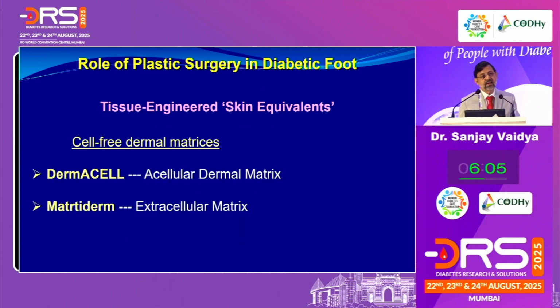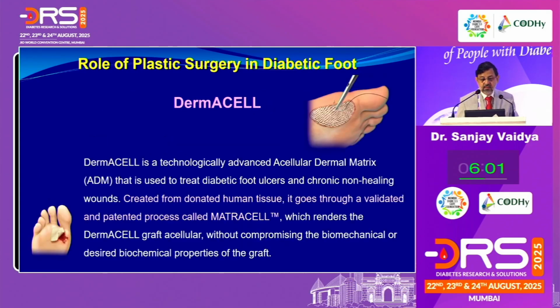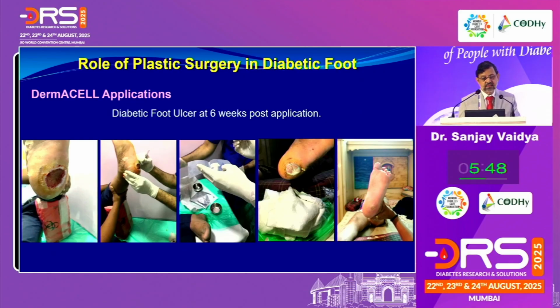Coming to cell-free dermal matrices, we have Dermacell and Matriderm, which are available in India. Dermacell is an acellular dermal matrix which undergoes a patented process called Matracell, which renders the graft acellular but still maintains its biochemical and biomechanical properties. So this is just one example. As you can see, this can be done on an OPD basis. In a neuropathic patient, you just scoop, debride, and clean the wound. Put 3 or 4 staples around, and as you can see in the last picture, the patient has completely healed.